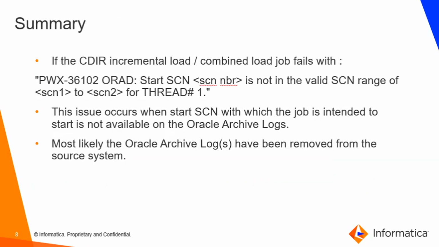To summarize, if the CDIR incremental load or combined load job fails with the "SCN not in valid SCN range" error, then you should know that this issue occurs when the start SCN with which the job is intended to start is not available in the Oracle archive logs. Most likely, the Oracle archive logs have been removed from the source system.